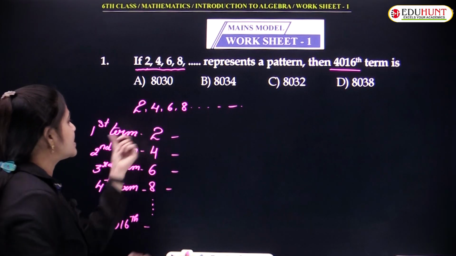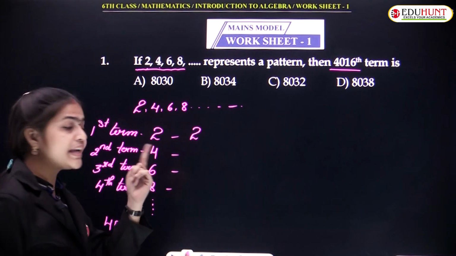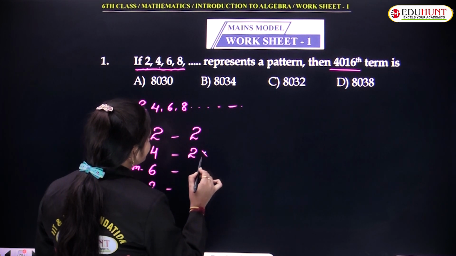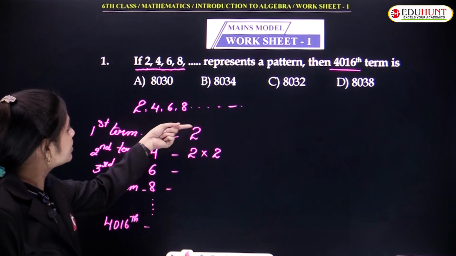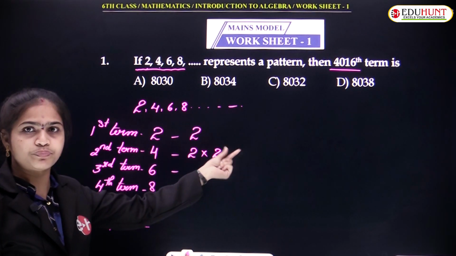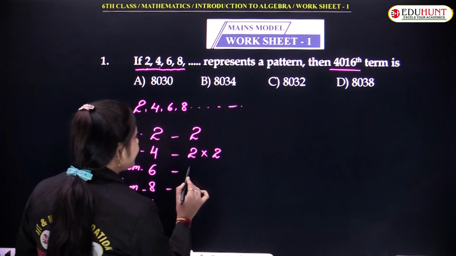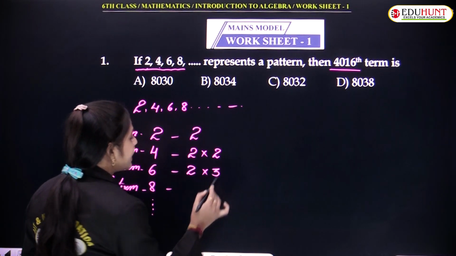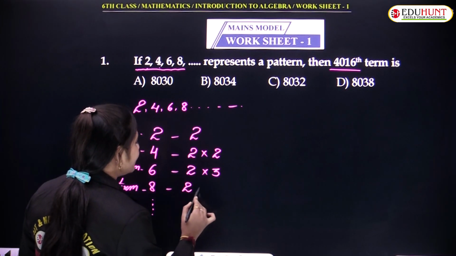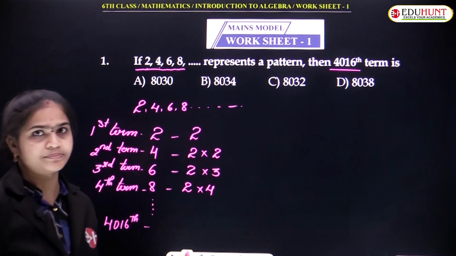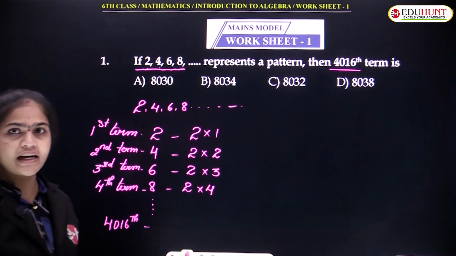Now see here, the first number is 2, so write 2 here. The second one is 4. We can write that as 2 into 2. Shall we write like this? 2 2's are 4, no? Because that is based on the first term. Next, here 6 is there. 6 we can write as 2 into 3. 2 3's are 6. And here 8 is there. 8 we can write as 2 4's are 8. Now here we can write this first one as 2 into 1.